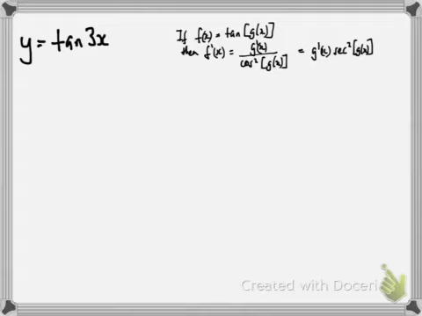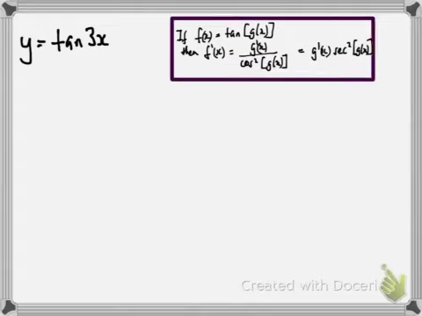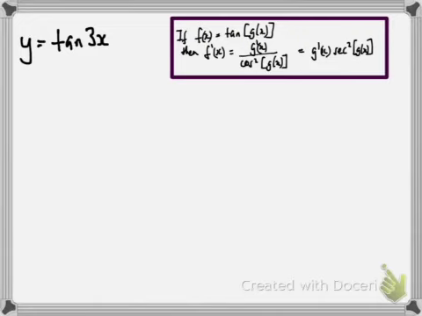Okay, let's look at tan 3x. And I've put next to it here, I've just cut and pasted over the rule for tan. And we'll do both versions, the cos squared version and the sec squared version. Here we go. dy/dx equals the derivative of 3x. Okay, so here, if you're looking at this rule, our g of x there is 3x.